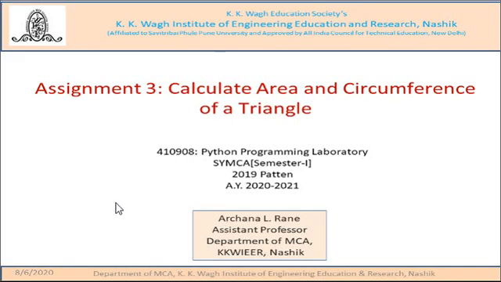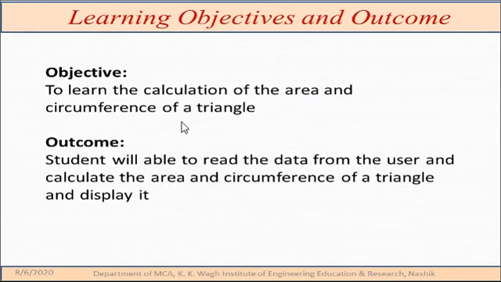In this video lecture, I am going to discuss calculating the area and circumference of a triangle for Python Programming Laboratory assignment number 3. The learning objective and outcome for this assignment is to learn the calculation of area and circumference of a triangle, and the outcome is we are expected to read the data from the user, calculate the area and circumference of the triangle, and display it on the console.